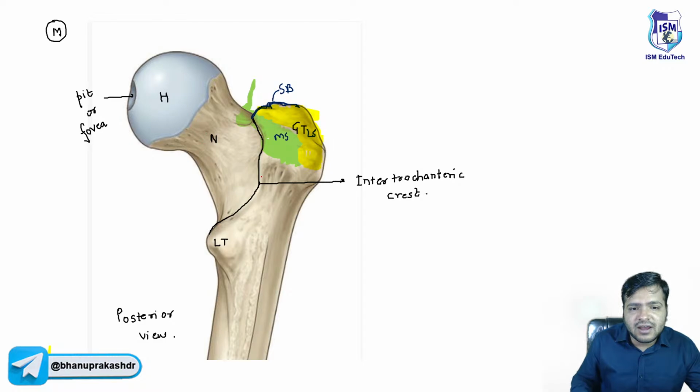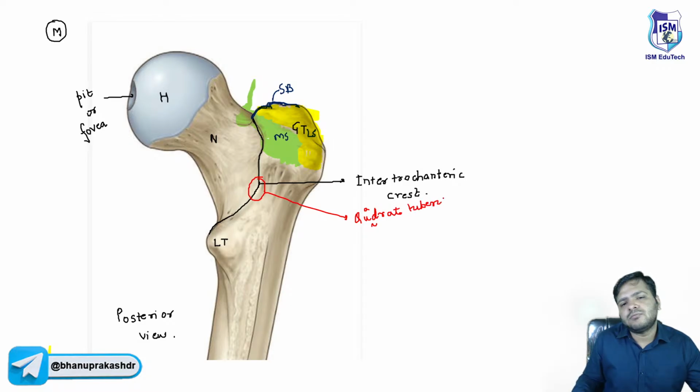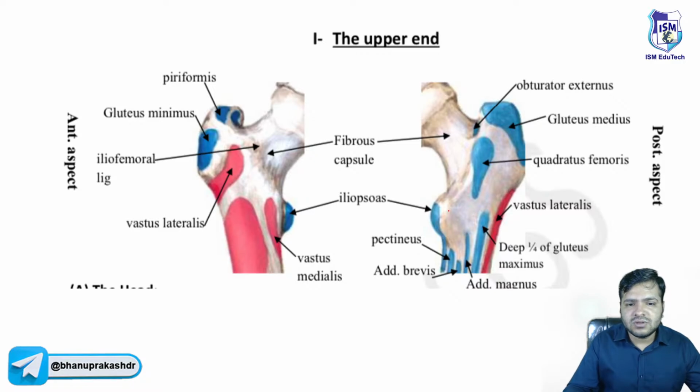And beta, look, there is the intertrochanteric crest. Only one tubercle is present here. That is called, you already know, the quadrate tubercle. Yes, Usman, Ash, very good. Quadrate tubercle. Very good, beta. So that is about the attachment parts.